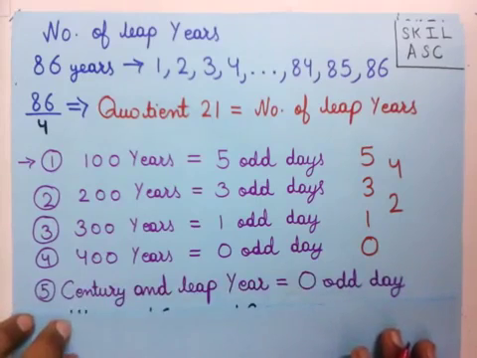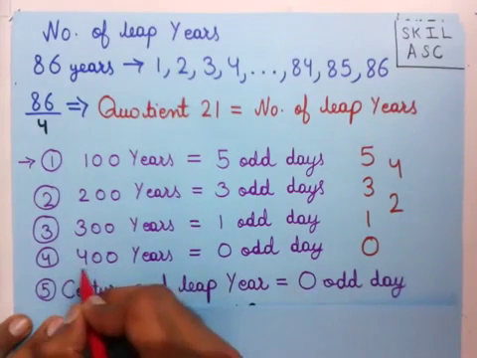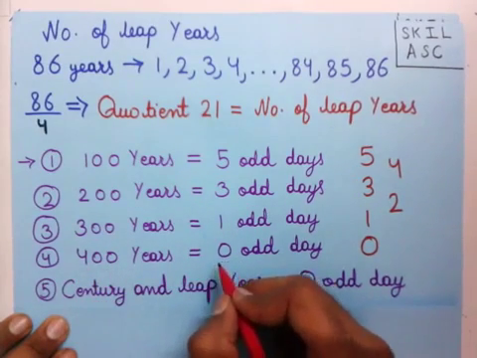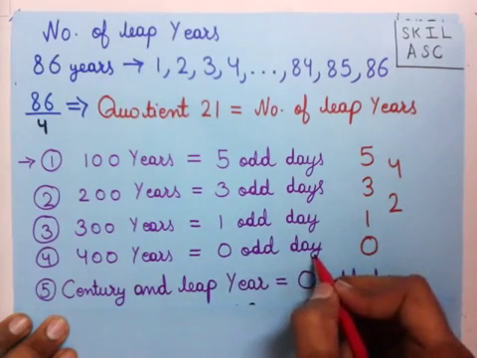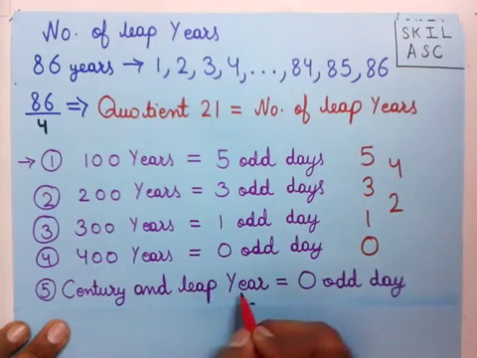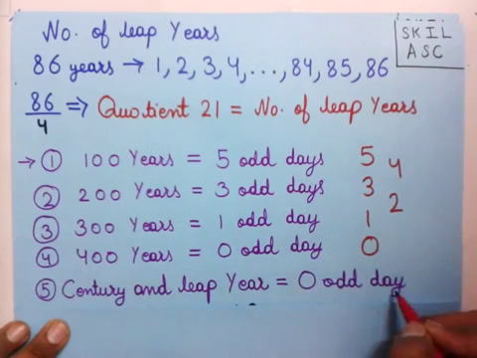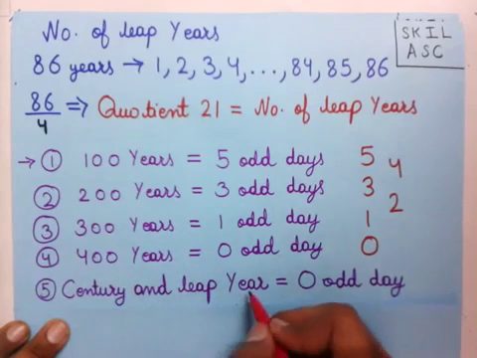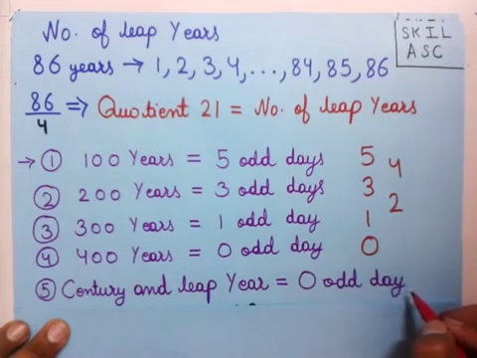Now the next thing is, here you must notice that this 400 is a century and it is a leap year, and it has 0 odd days. So we must remember that if a century is a leap year, then it will have 0 odd days. I repeat, a century which is a leap year will have 0 odd days.